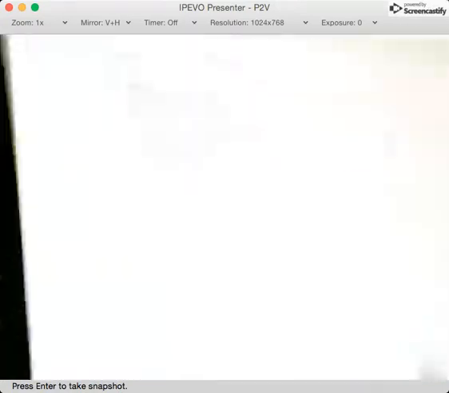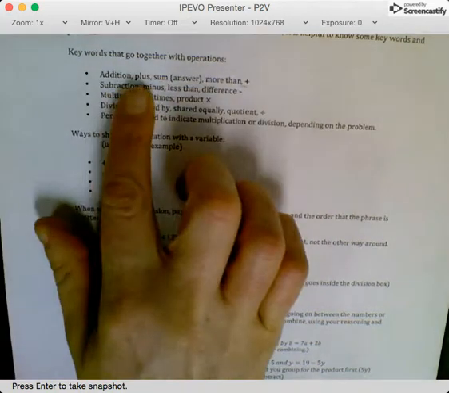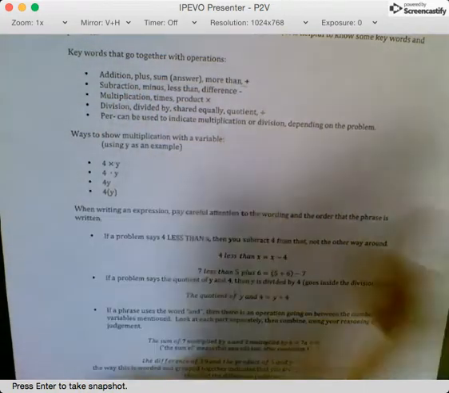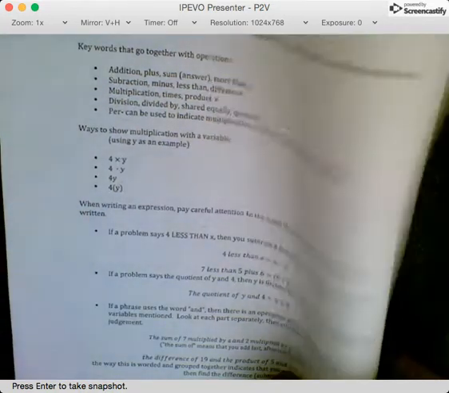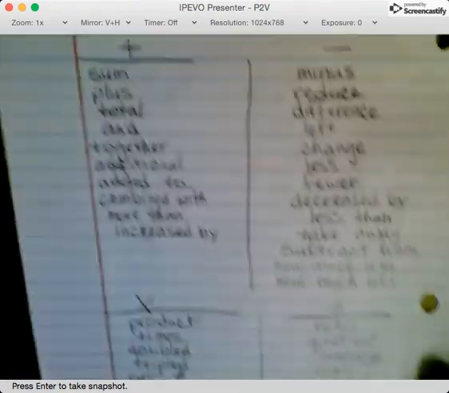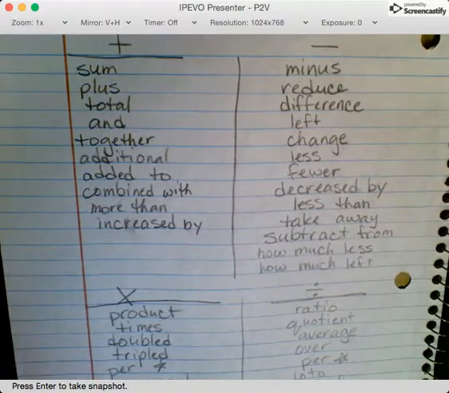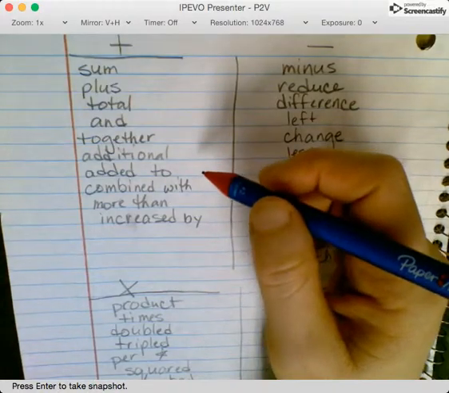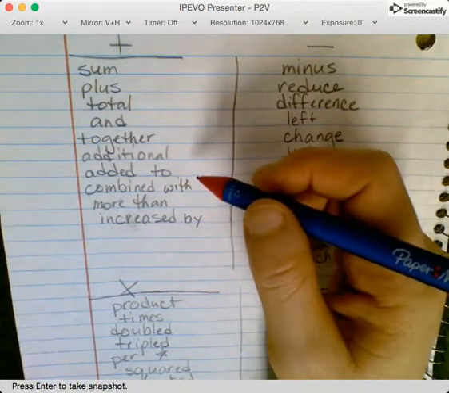Hi, this is Miss Goodale, and today I'm going to share with you about writing expressions when you are given a phrase. I have given you a notes sheet with some various keywords that will help you figure this out. I'm going to show you a chart with them on it. This has some additional ones that are not on your notes sheet, so you may want to jot these down.